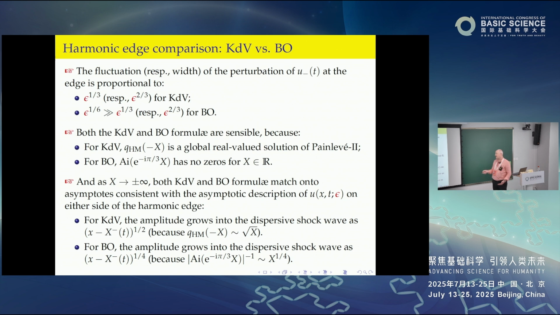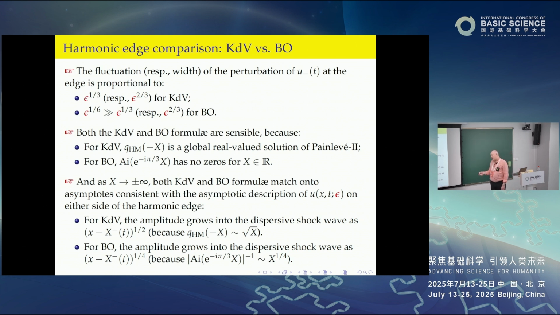In the case of the KdV, the reason is that this Hastings-McLeod solution is known to be a global real valued solution of Painlevé II, so it doesn't have any singularities. It makes sense for every x. And for Benjamin-Ono, it's a property of this Airy function. Now, this is not the Airy function on the real line because of e to the minus i pi over 3, so you're slicing the complex plane. It's an angle, but you look at that Airy function on that angle, there are no zeros there. It's well known that the zeros of the Airy function are all negative real numbers, so no problem there.